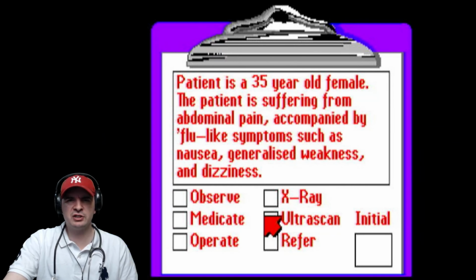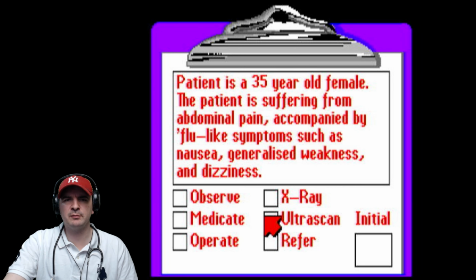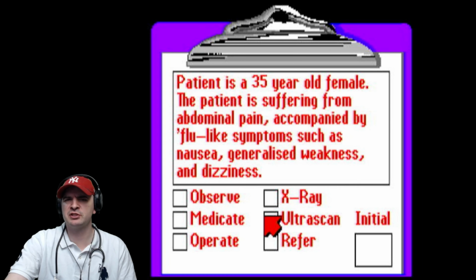Hello. Patient is a 35-year-old female. The patient is suffering from abdominal pain accompanied by flu-like symptoms such as nausea, generalised weakness and dizziness.